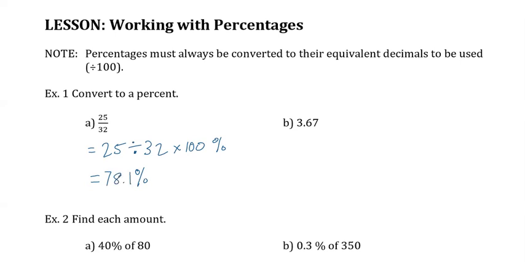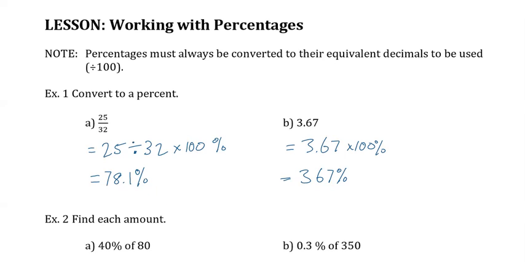How would I do B? So B is already a decimal. Yeah, very good. So I just take that number, 3.67, and I multiply by 100. And that's going to give me the percentage. So this gives me 367%. And that may seem weird in some circumstances, but there's no reason why you can't have a percentage over 100. The number 1 means 100%. So if this is the number 3, it makes sense that it's more than 100.